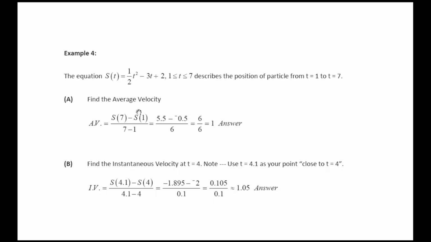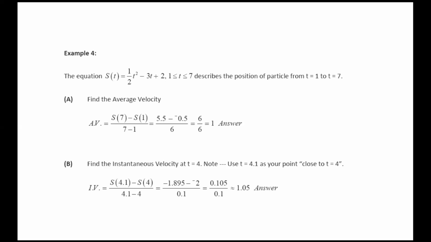Average velocity is s of 7 minus s of 1 over 7 minus 1. We've put 7 into the equation and we've gotten 5.5. We've put 1 into the equation and we've gotten negative 0.5. And this, of course, is 6. And then when you subtract here, a little harder because you've got to remember from algebra that minus a minus is a plus. So this is 5.5 plus 0.5 is 6 over 6, which is 1. That is average velocity.